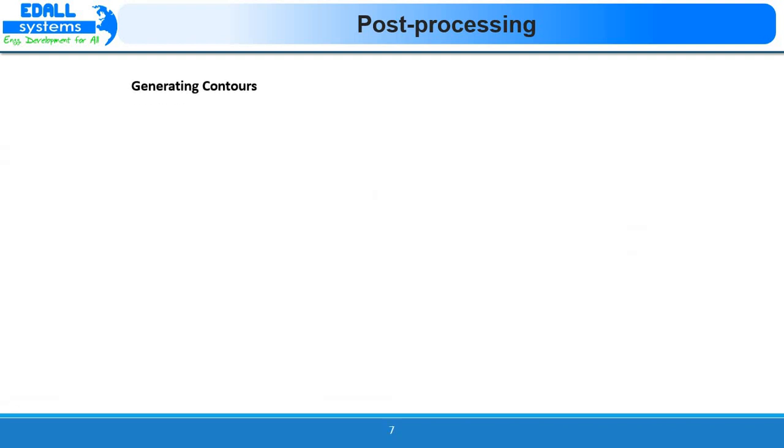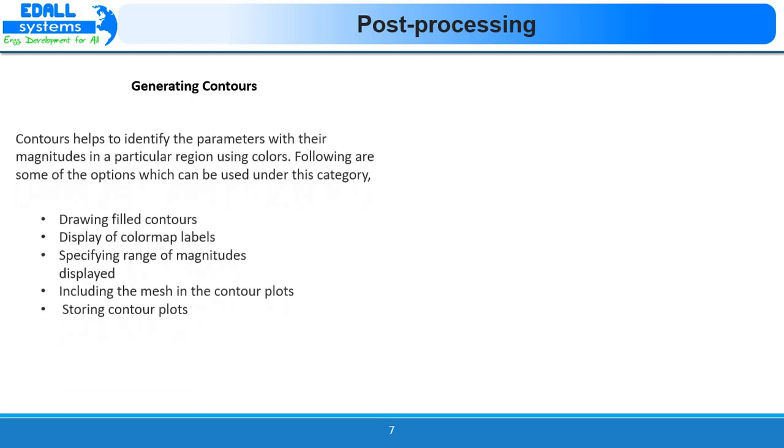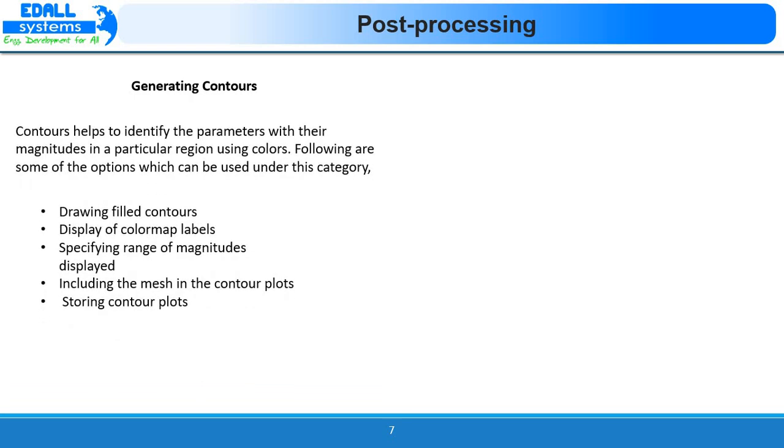Then we have generating contours. Once you have generated your surfaces, that is isosurfaces, or you have to visualize a result at your inlet, outlet, and see how the variation is along the axis, you can use contours. Contours help to identify the parameters with their magnitude in a particular region using colors.